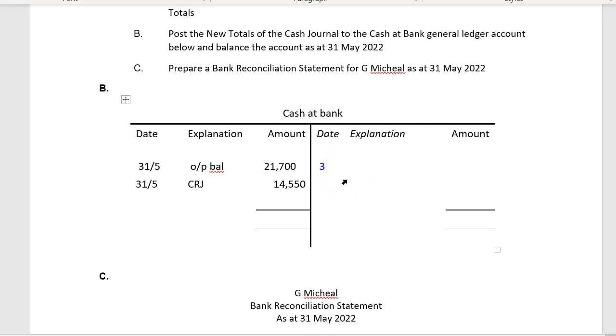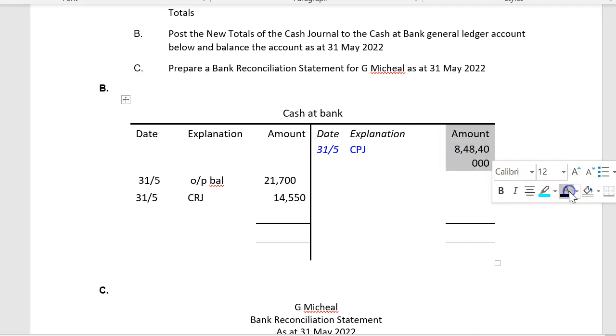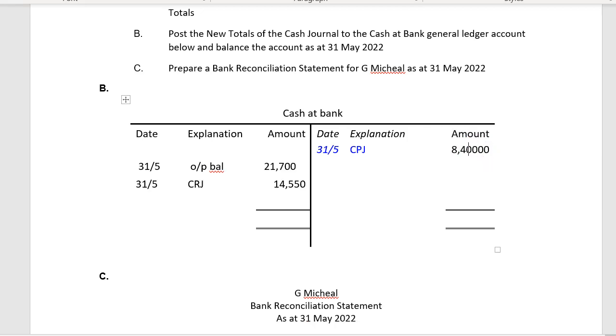Okay, let me erase this. Okay, right. Cash payments journal, 8,400. Why can't I write it here? Yeah, sorry, it's already been written as $8,400.